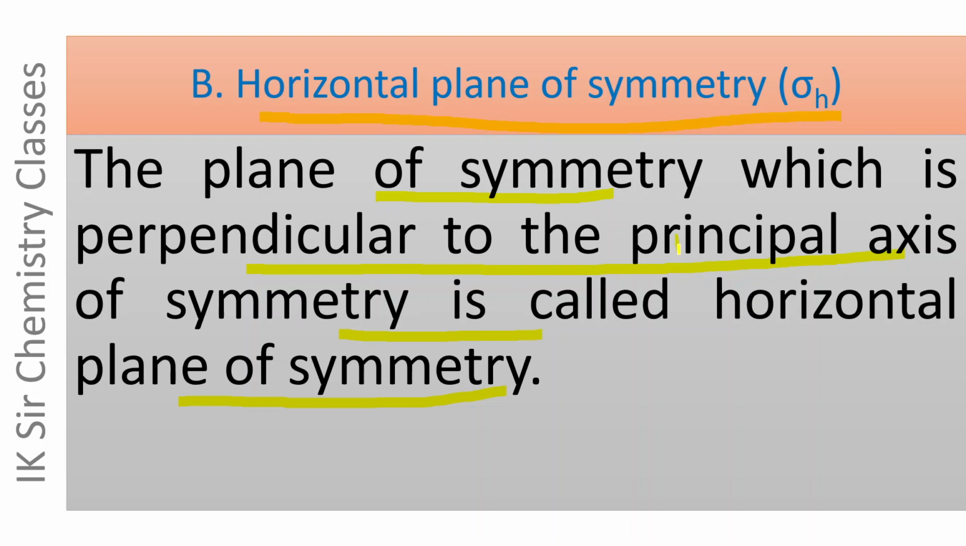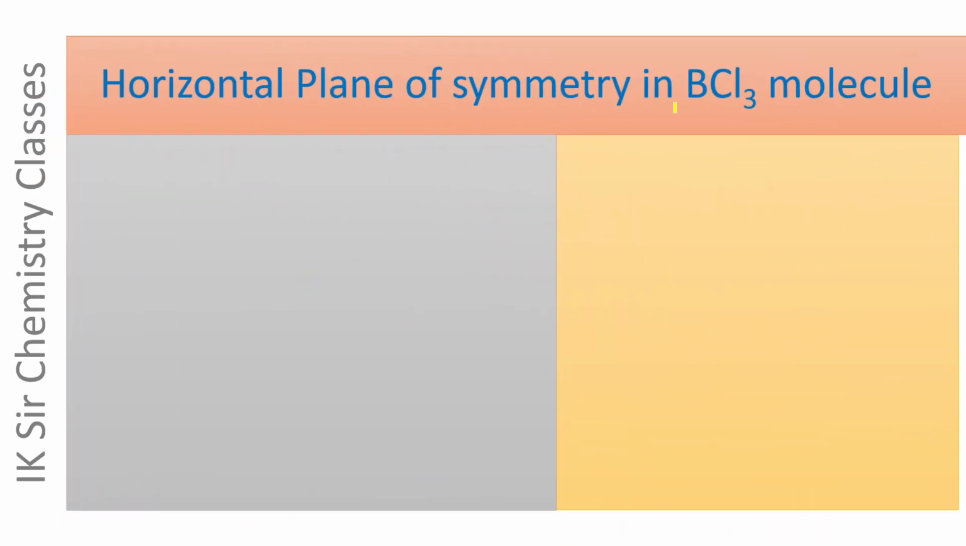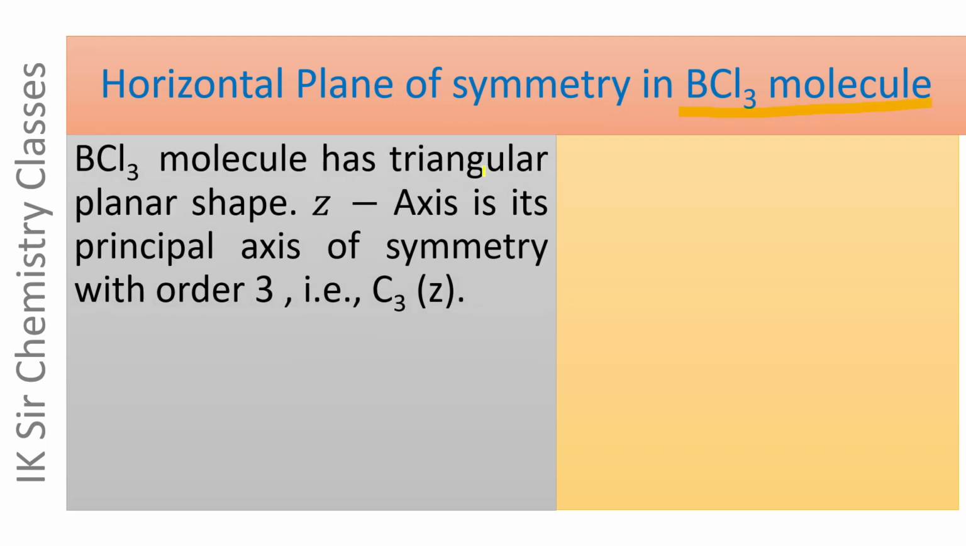The principal axis of symmetry is in the vertical position, and therefore the plane of symmetry perpendicular to it will be in the horizontal position, and hence it is known as horizontal plane of symmetry. Horizontal plane of symmetry in BCl3 molecule. BCl3 molecule has triangular planar shape. Z-axis is its principal axis of symmetry with order 3, that is, it is nothing but C3Z.